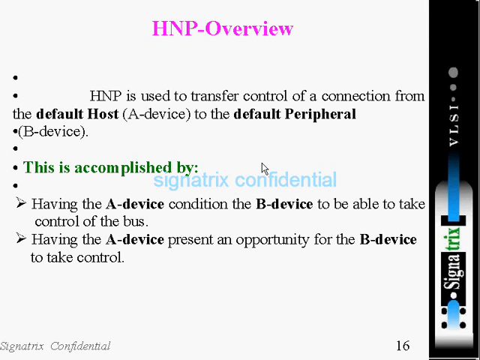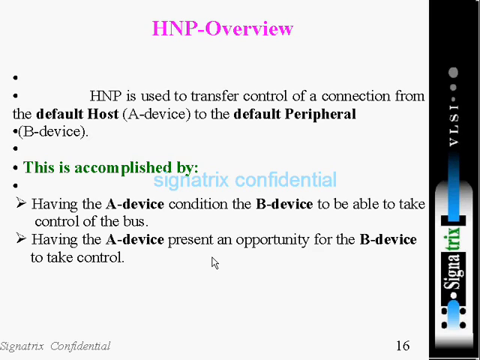HNP is used to transfer the control of the connection from the default host, that is the A device, to the default peripheral, that is the B device. This is accomplished by having the A device condition the B device to be able to take control of the bus, and having the A device present an opportunity for the B device to take the control.